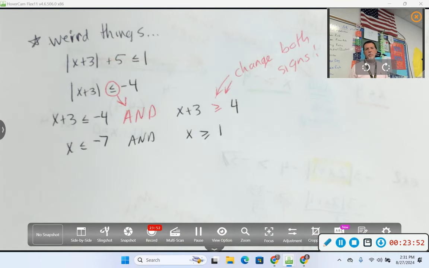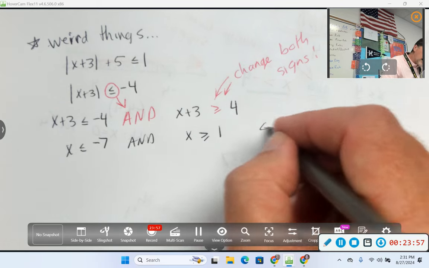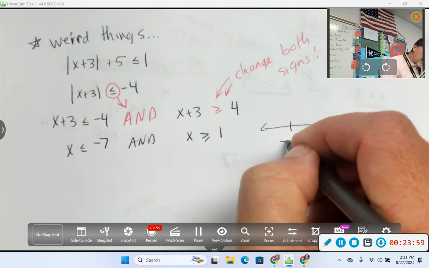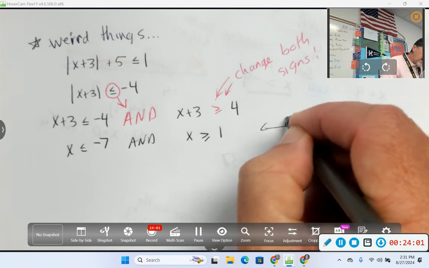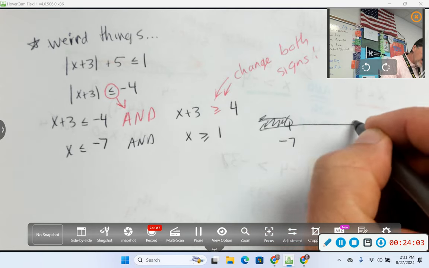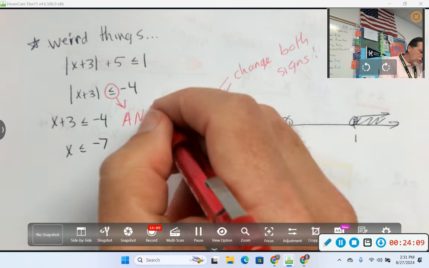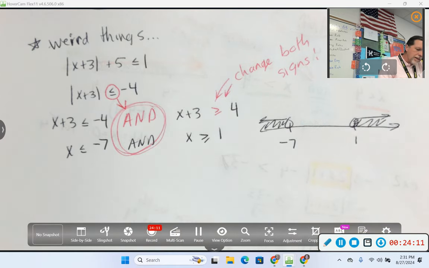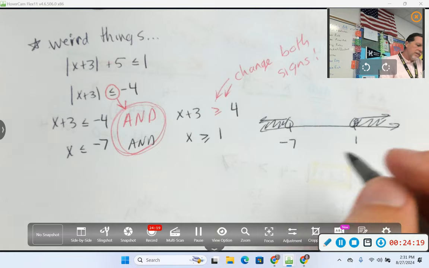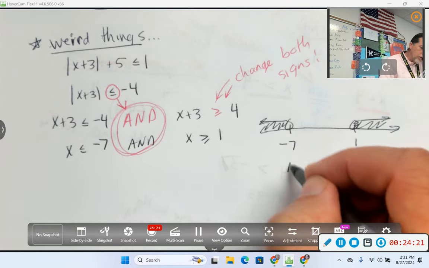Some of you should be pausing already, like, wait a minute. Others, following the process, x is less than or equal to negative 7, greater than or equal to 1, but it's super important which word we picked. "And" means overlap. Where do they overlap? Nowhere. I told you this was a weird one.